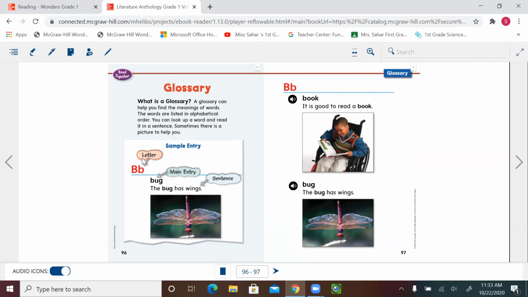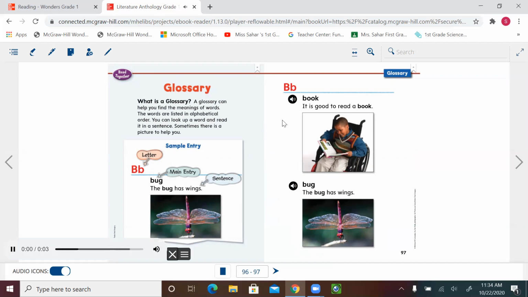So it's organized or categorized or sorted by alphabetical order, and then the words have a picture to help you understand the meaning, or a sentence. So you can look at the picture, understand what they're talking about, or I can read the sentence. So either you get clues or details or information by looking at the drawing or the picture, or reading the text. All right. Book. It is good to read a book. Bug. The bug has wings.